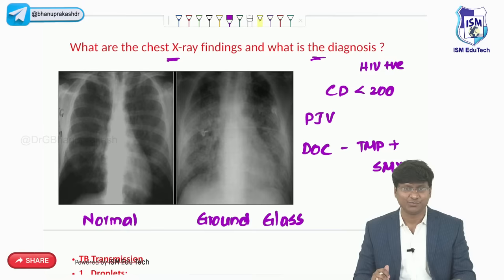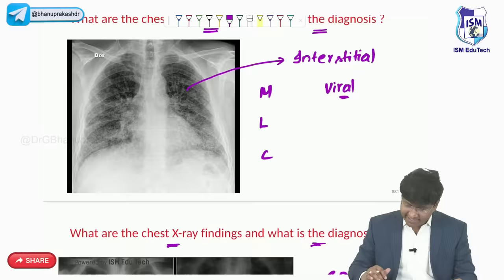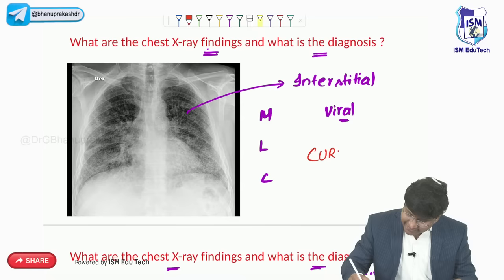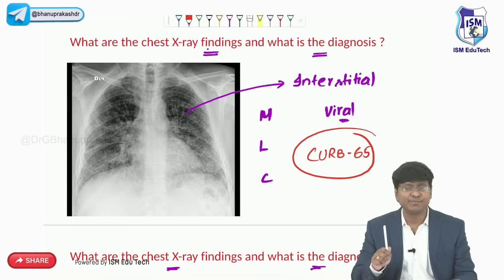So these are some of the important points related to pneumonia. And in pneumonia, the next important thing you need to know is the severity assessment score. That is CURB-65. So CURB-65 is the assessment of mortality risk in case of pneumonia. Please remember the name of the score. That is CURB-65. Okay.